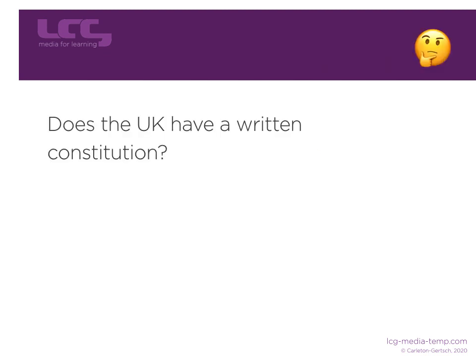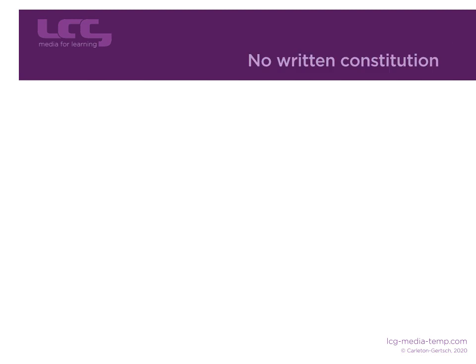Well, we don't have one single document where everything's written down. Unlike the US or France, the UK has never had a violent political revolution that led to a totally new system of government. So our democracy has evolved over a long period of time. Now, while we don't have one single document, we do have a whole range of sources, some of which are written, some of which are unwritten, that form the basis of our system.